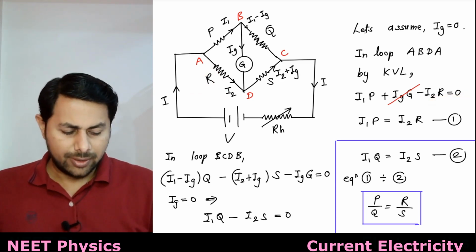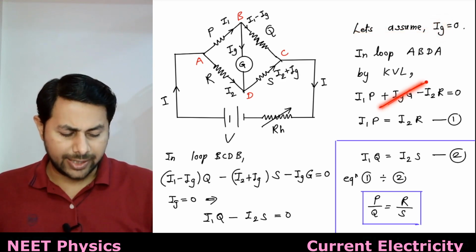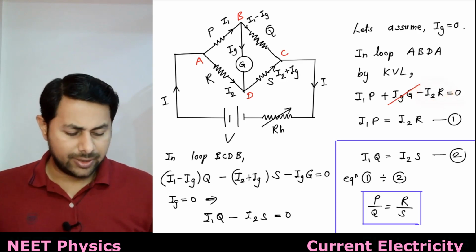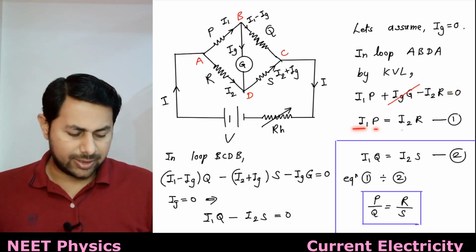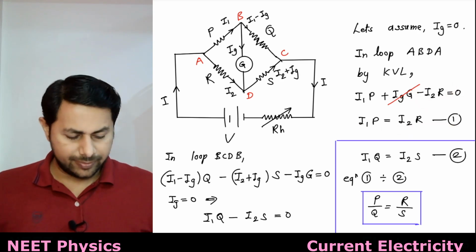Now let's assume that Ig is equal to 0, so the second term will become 0. Move this minus I2 times R to the other side. So you get I1 times P is equal to I2 times R. This is your equation number 1, let's say.